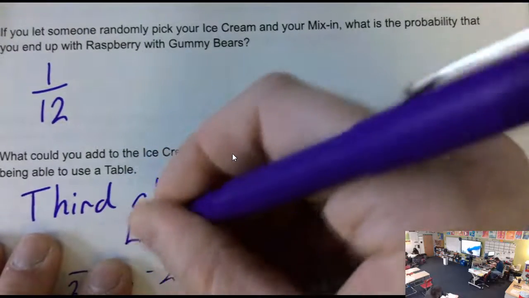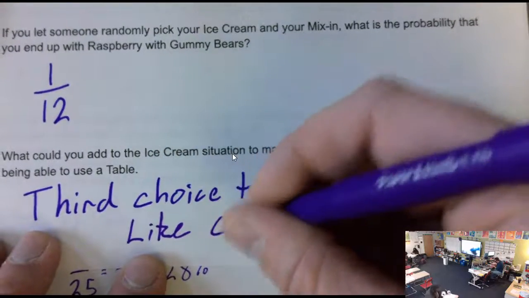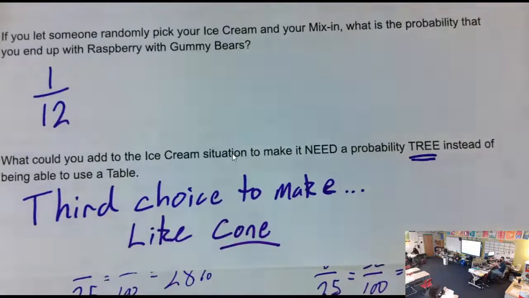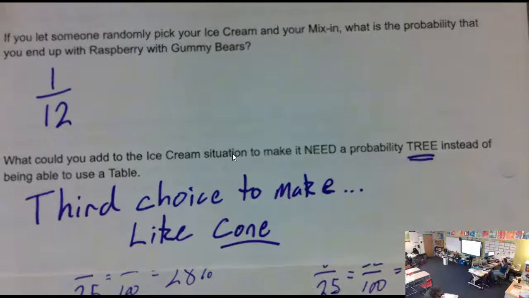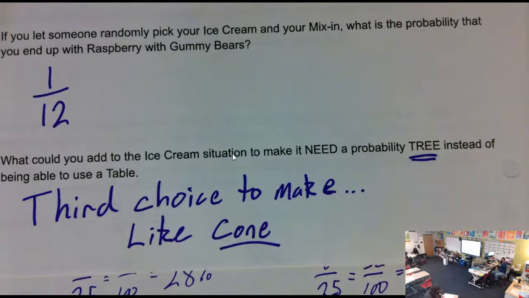Like cone, right? So if I have to choose ice cream and mix-in and my type of cone, I can't use a table anymore. Once we have 3 options, we cannot use a table.